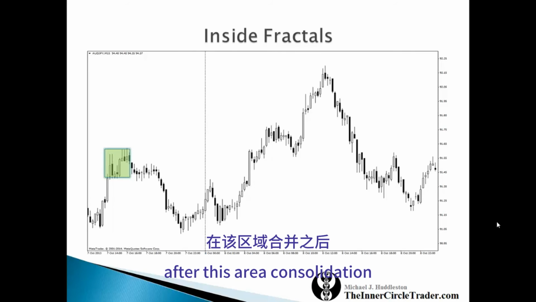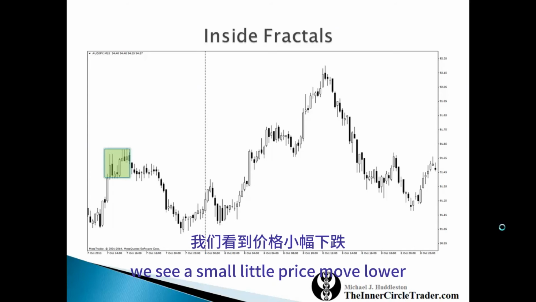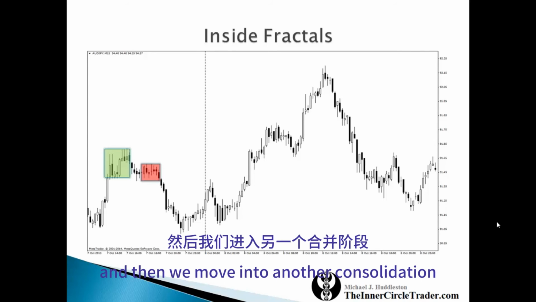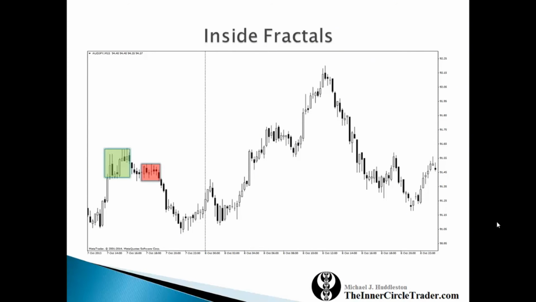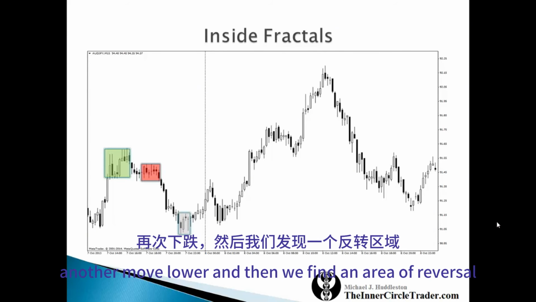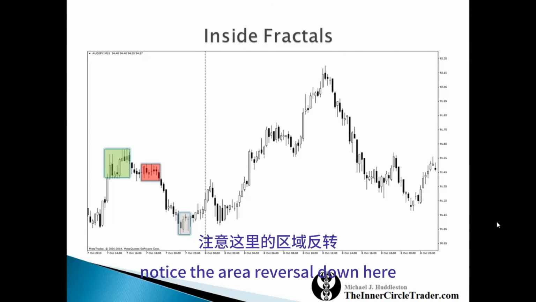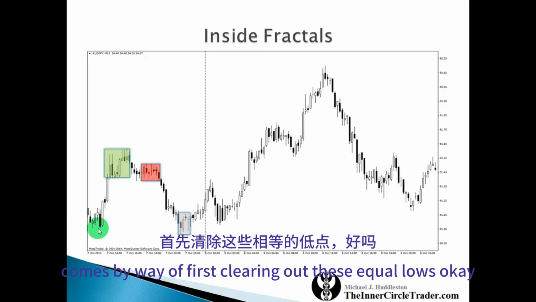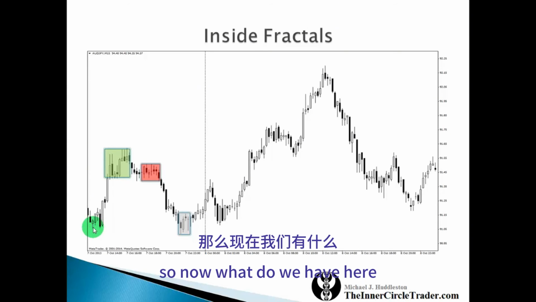After this area of consolidation, we see a small price move lower, and then we move into another consolidation, which is followed by what? Another move lower, and then we find an area of reversal. Notice the area of reversal down here comes by way of first clearing out these equal lows. Okay, so now what do we have here?